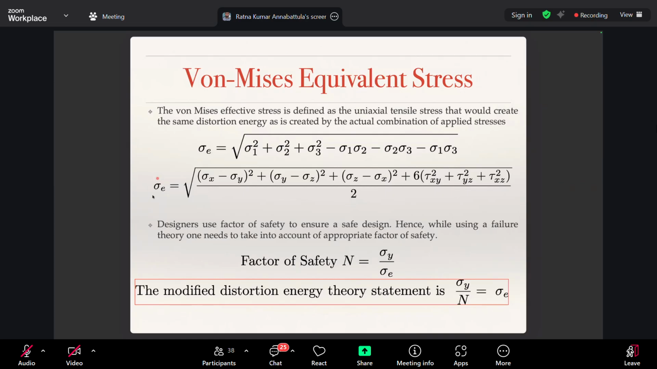Now we define an important quantity called factor of safety. Factor of safety of your design is given by the yield strength divided by the equivalent stress. So the modified distortion energy theory is, if you have some factor of safety, then failure happens when the equivalent stress is equal to sigma y by n. n is your factor of safety.